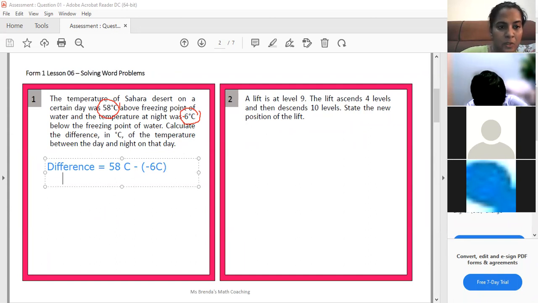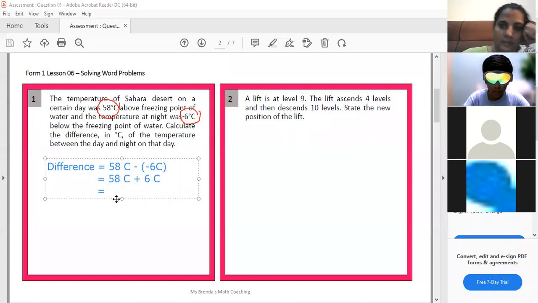Now what happens when you have this? Remember, negative and negative makes a positive, right? So you write equals 58 degrees Celsius plus 6 degrees Celsius. And what is your answer then? Put into chat. That's right. Tanya got in. Rishabh got in. How about the rest? Try to make your answers private chat. 64 degrees Celsius.